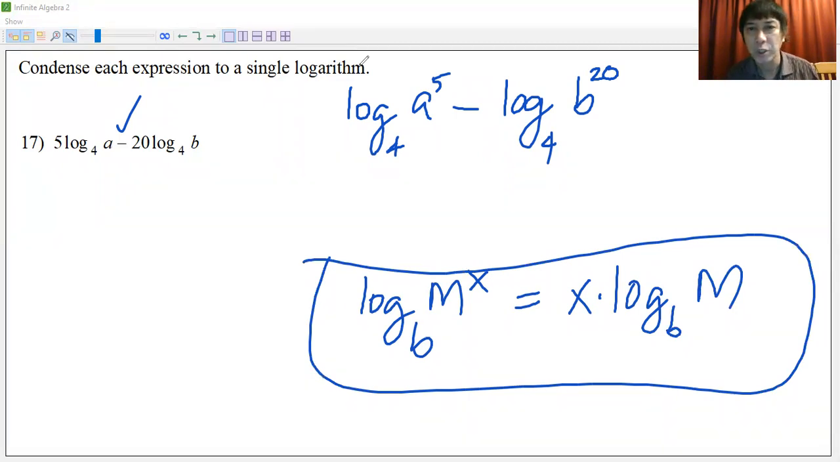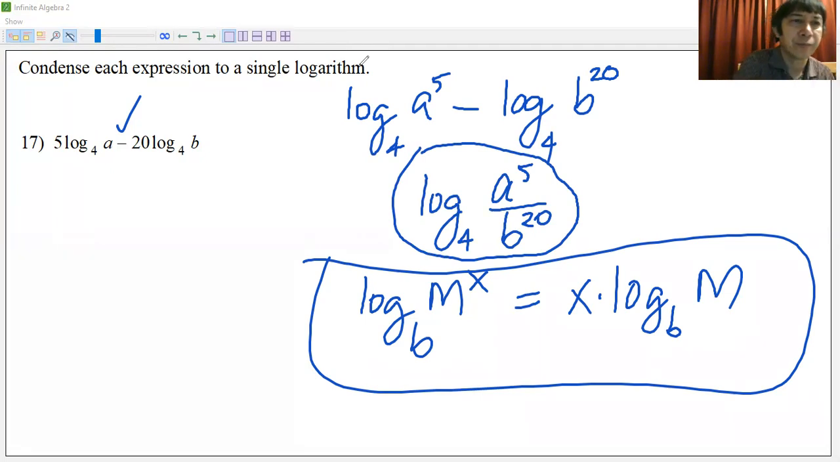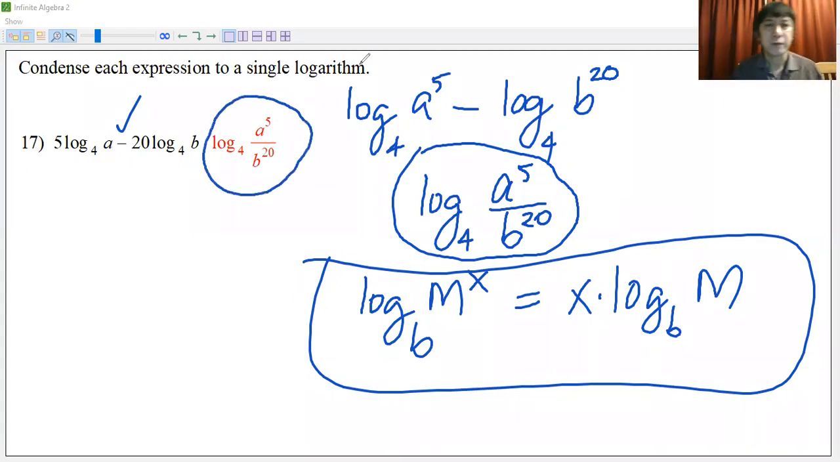All right, so we shall continue with the ratio of this. So this is now written logarithm of a to the 5 over b to the 20, base 4. And that looks like the final answer. Let's see the answer. So we have the answer exactly what we have over here. All right. So that goes to our number 17.